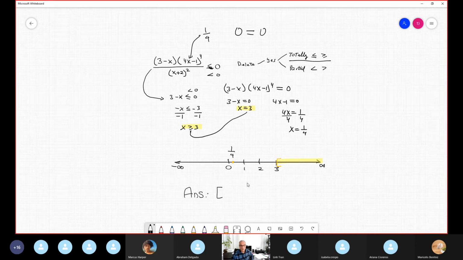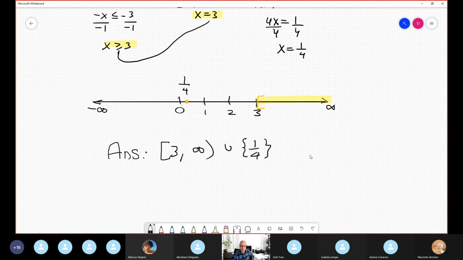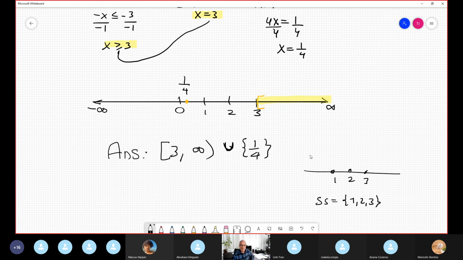The answer is bracket 3, comma infinity, union, 1 quarter, separate like one isolated point. When there's one isolated point, you denote it using curly brackets. This is a union with the solution for the equation. Remember, when you solve an equation or inequality, you get different isolated points. Suppose one equation has solutions 1, 2, 3. You list them like that: solution set is 1, 2, 3. So exactly the same, you list this isolated point like that and connect both pieces of the solution. This is confusing, eh? Clear or no?